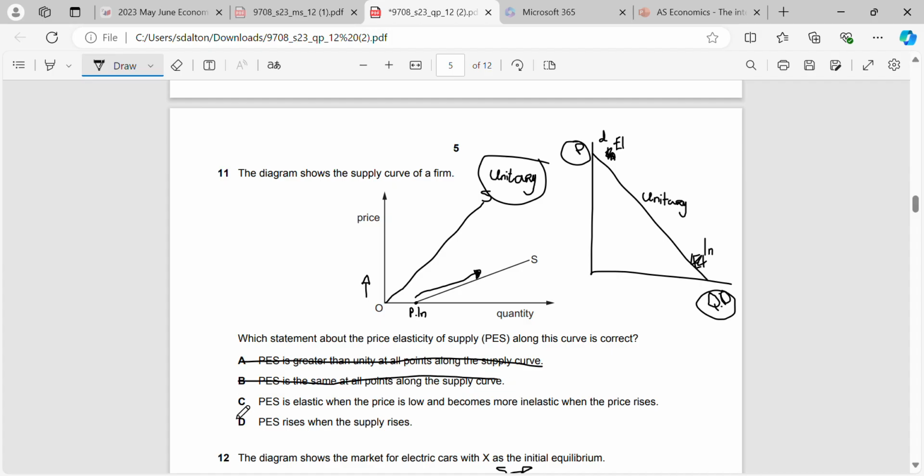And PES is elastic when the price is low and becomes more inelastic when the price rises. It's the opposite way around. It's more inelastic when the price is low, and it's more elastic as the price goes up. So PES rises when the supply rises.